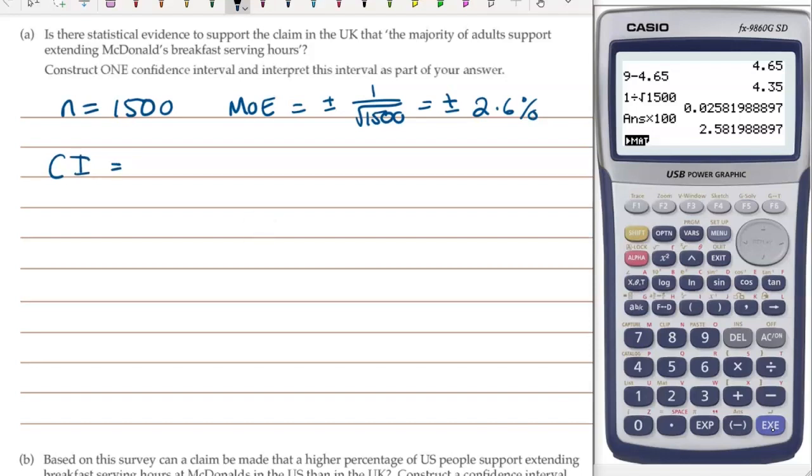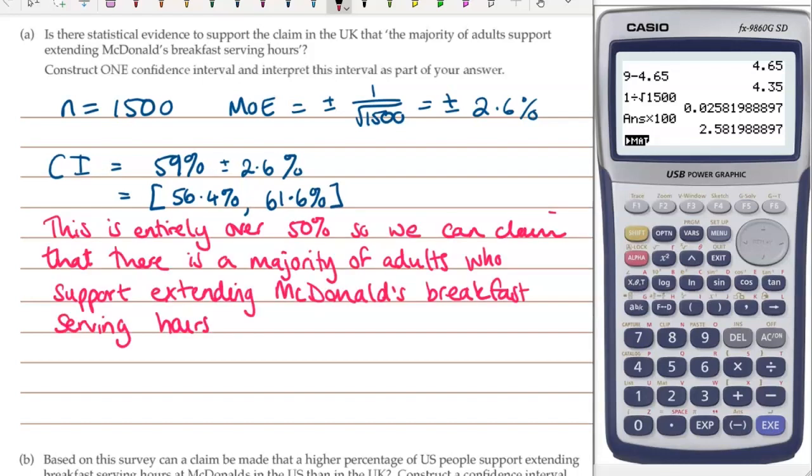Well, the quoted statistic is 59%. So we're going to subtract 2.6 from that. So 59 take off 2.6 is 56.4%. And if we add on 2.6, it is 61.6%. Now that interval is entirely over 50%, which is what we need for a majority, so we can make the claim that's being asked for in this question.